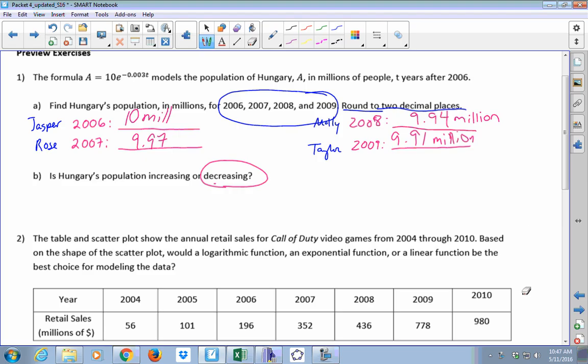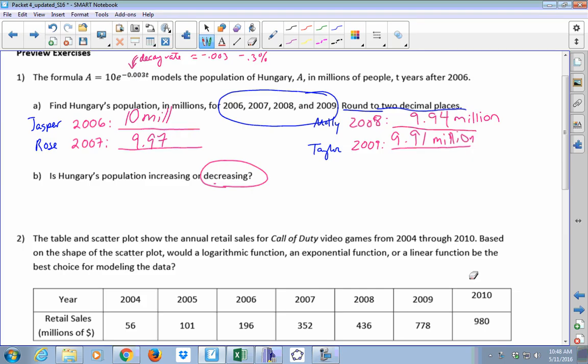So this is an exponential model. The difference here is that we have the number e as the base, and it's a little different model than what we're used to. With this model, the decay rate is right here. So our decay rate in this example is 0.003, and that's 0.3%, a negative 0.3%.